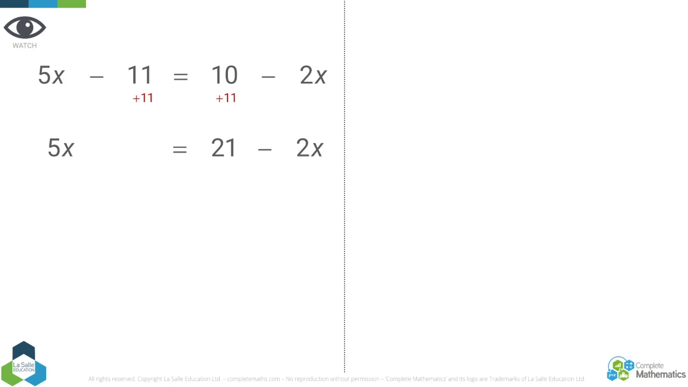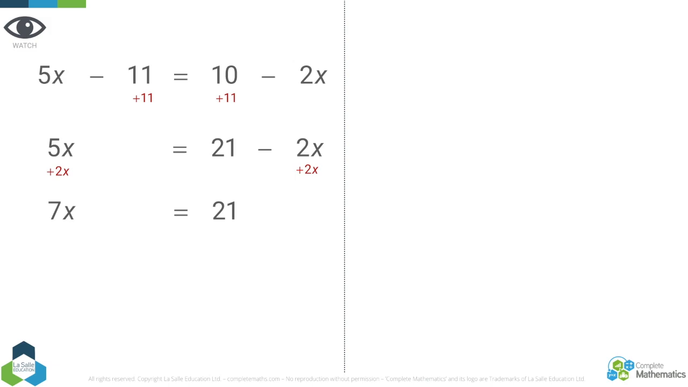And I've still got the minus 2x on the right hand side, which to remove, this time I'm going to add positive 2x to both sides. And now that is going to leave me 7x equals 21.